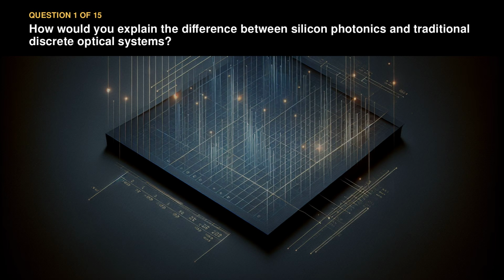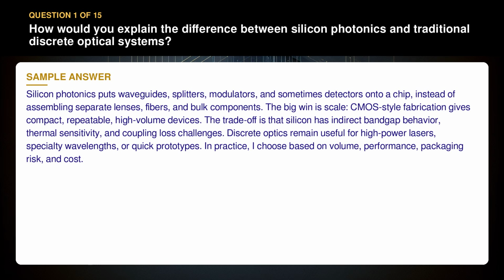Question 1. How would you explain the difference between silicon photonics and traditional discrete optical systems? Silicon photonics puts waveguides, splitters, modulators, and sometimes detectors onto a chip. Instead of assembling separate lenses, fibers, and bulk components, the big win is scale. CMOS-style fabrication gives compact, repeatable, high-volume devices.